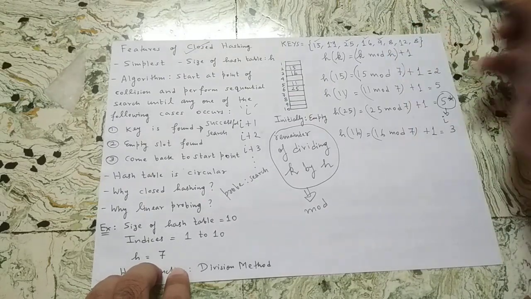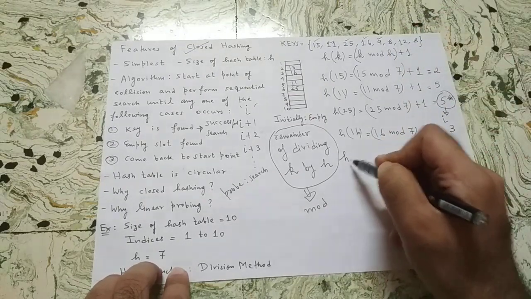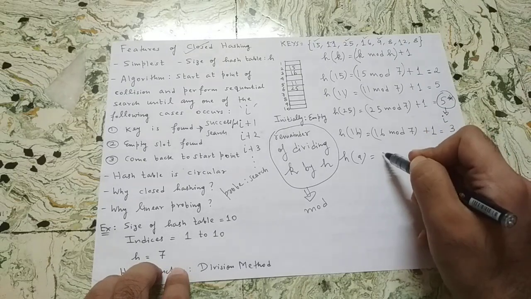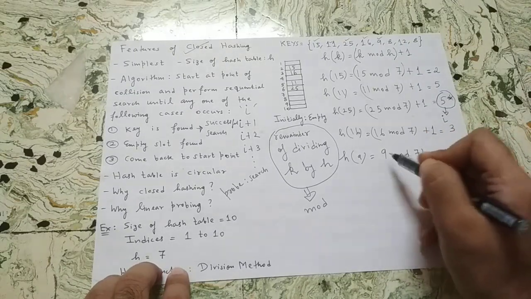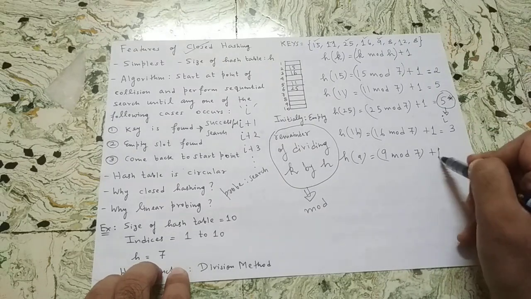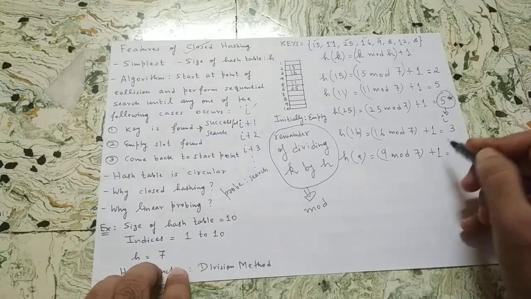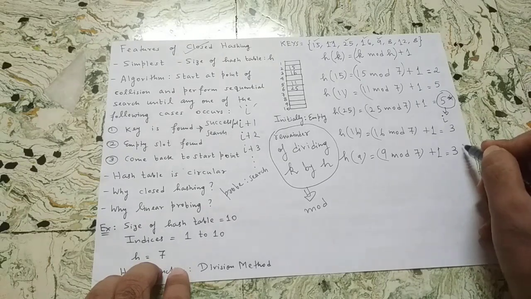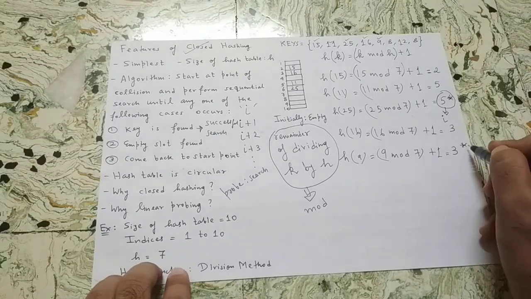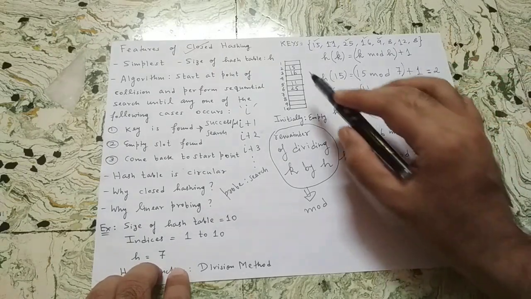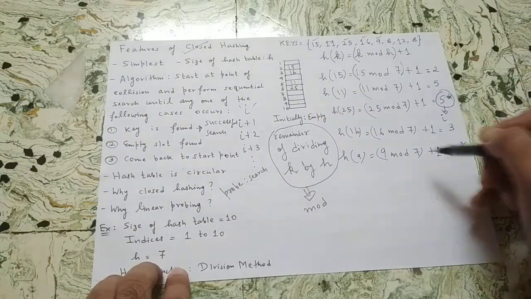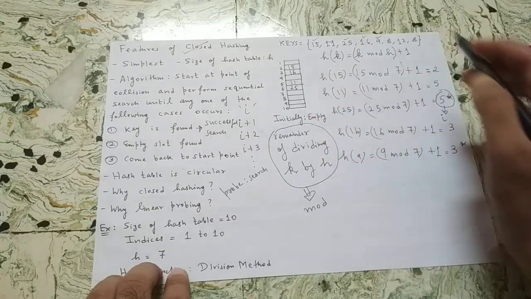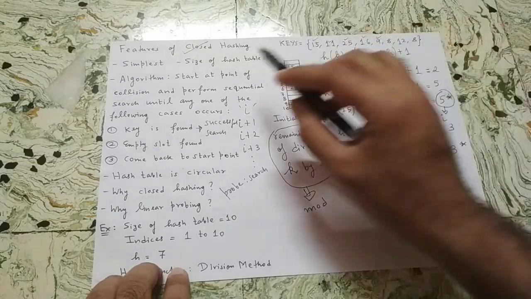Next, we'll move on to the next key value, which is 9. Now, if I apply the hash function on the key value 9, what will I get? I'll get 9 mod 7 as 2, and 2 plus 1 is 3. And again, this is a case of collision. Why? Because the third location is already filled up by the key value 16. So I cannot place 9 at this location 3. What will I do? I'll apply closed hashing.